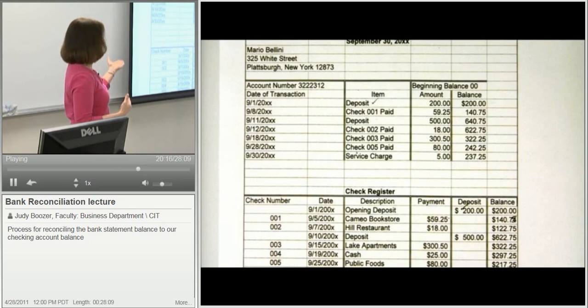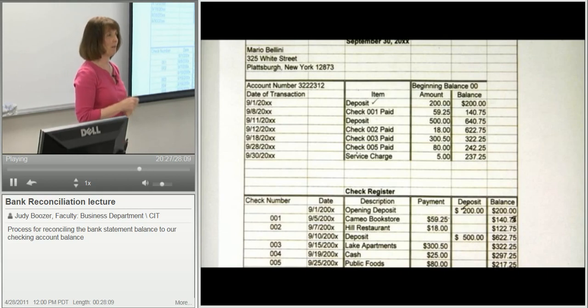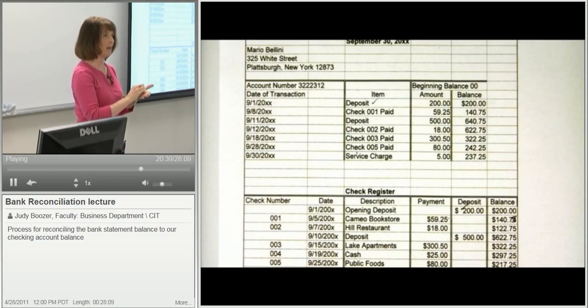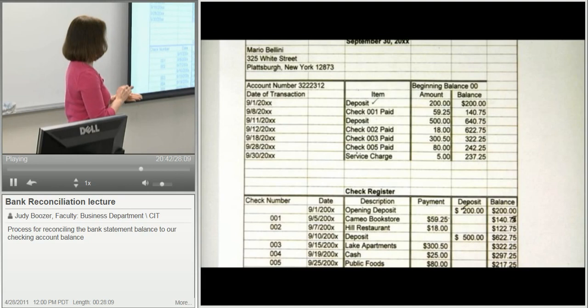So here's an example of a bank statement. And below it is an example of a check register that goes for your business. What would be the first step once you get this bank statement in reconciling your books? Get your checkbook out, like it's shown here, and start checking off things that have cleared and are recorded correctly on the bank statement. So let's start doing that.